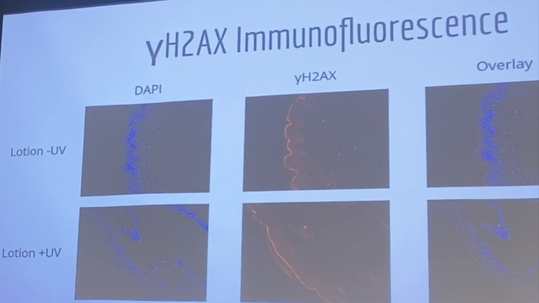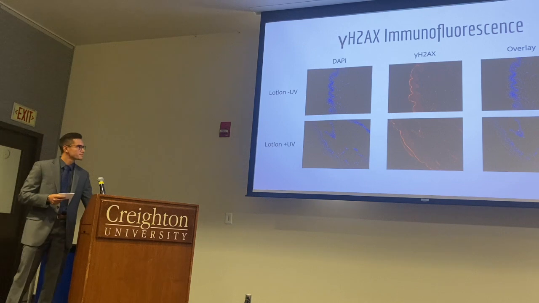Unfortunately, our staining for these slides did not produce the results that we had indicated that we wanted in the hypothesis. That wasn't because it either had a reduction or not. These are just supposed to show whether or not the UV exposure worked in inducing these gamma H2AX cells. And unfortunately, this was unsuccessful.